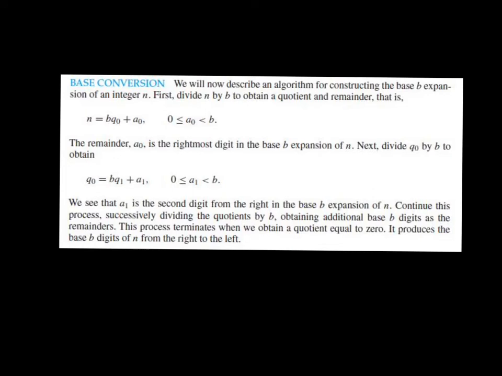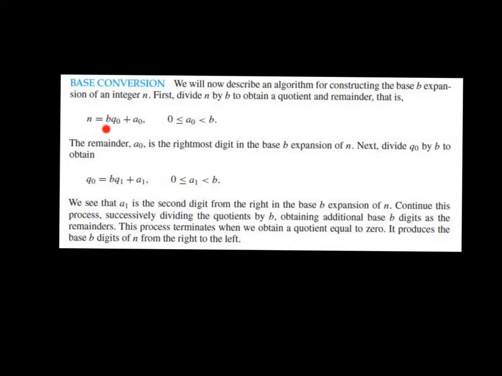So this algorithm here, labeled base conversion, tells us what to do step by step to convert something from base 10 into any base you want, but in particular into binary, octal, and hexadecimal. So here's what we do. You divide n by b to get a quotient and a remainder. Remember the division algorithm. So I'm going to get something like this. N is the number I'm starting with, and b is going to be my base.